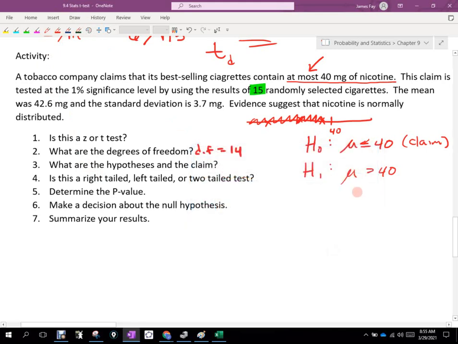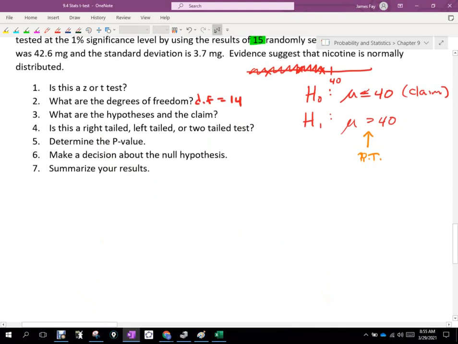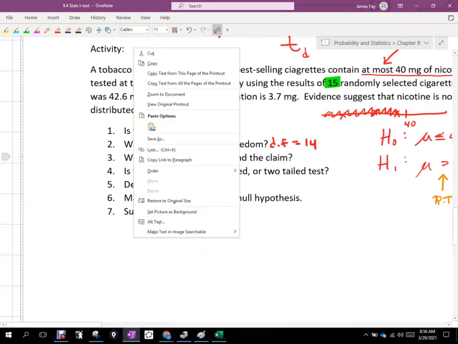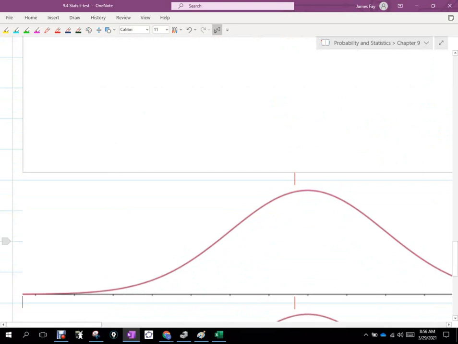So that right there, remember that. I just go off the directions, but if I put mu first, that thing's pointing to the right. So it's a right tail test. Okay. So let's determine the p-value. All right, so the p-value, I just always like to have the curve to draw on.